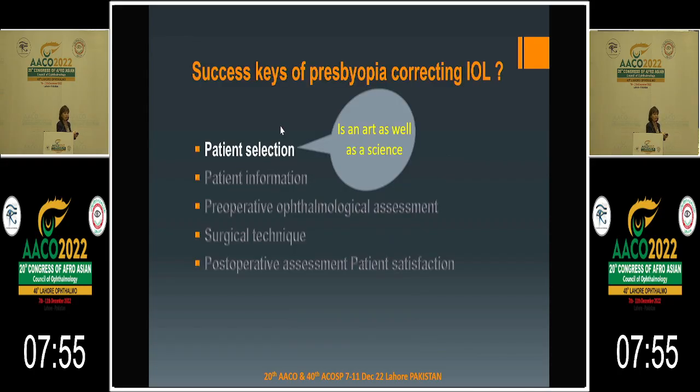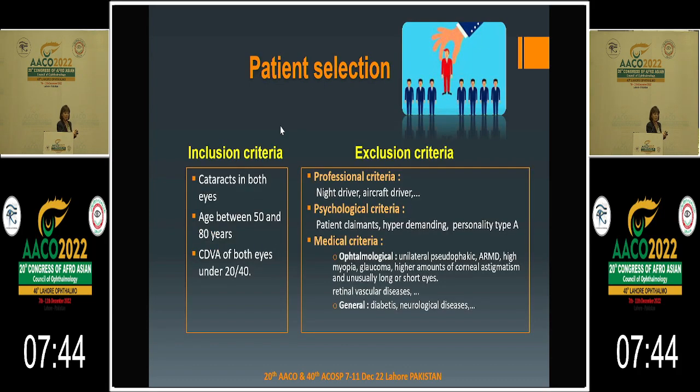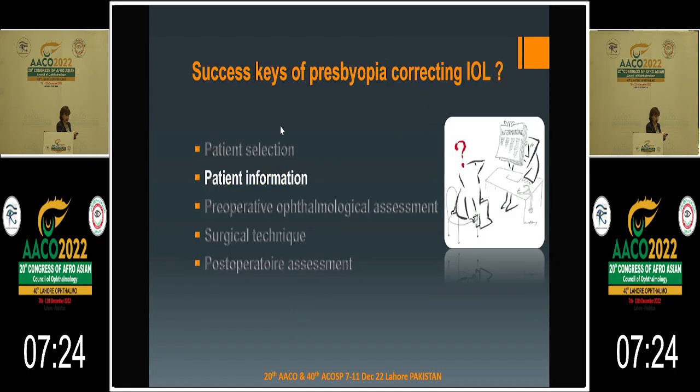So we have a lot of success keys of presbyopia correcting IOLs. First of all is the patient selection. We have to exclude night drivers, aircraft drivers, hyper-demanding patients or anxious patients, and patients who have a history of ocular or general pathologies.